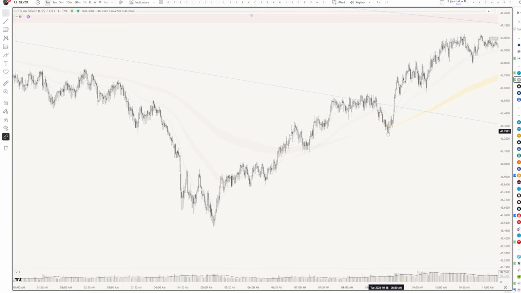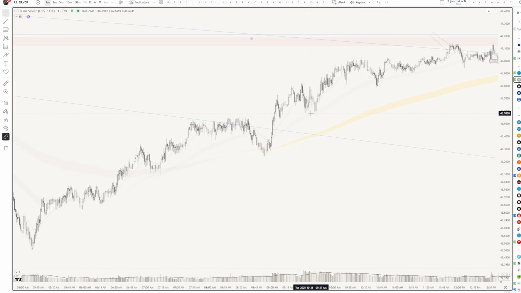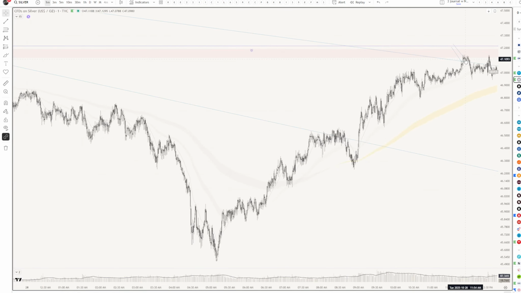Then we could re-enter here as it retests, and now these have changed place. The lower time frame, the 1 minute, is now above the 3 minute. Now we can buy as it retests here. And if we miss that, we can buy as it retests here, and that would be the second entry style. And then our main target is this.